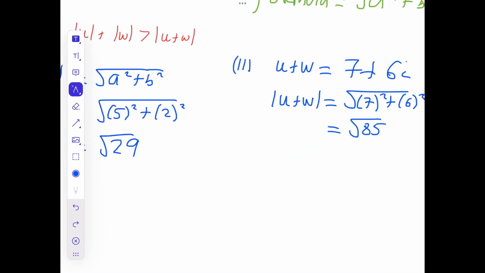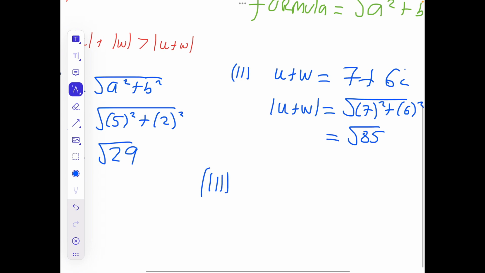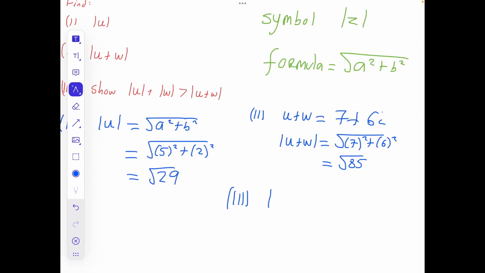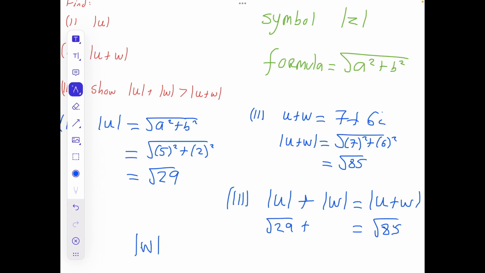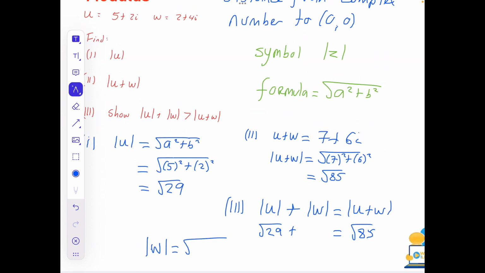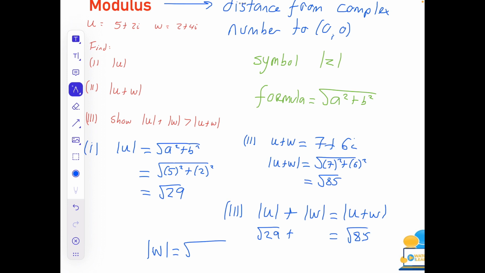Now I'm just going to write this down and then fill in what I already know. When they say show, we know it's already true, so we know this should work. So I'm just writing down the question again. The modulus of u we already know is the square root of 29. We haven't found the modulus of w yet, I'll find that in a second. But we know the modulus of u plus w, which we just found, is the square root of 85. Now I just need to find the modulus of w. I'll do it down here quickly, it only takes 2 seconds.